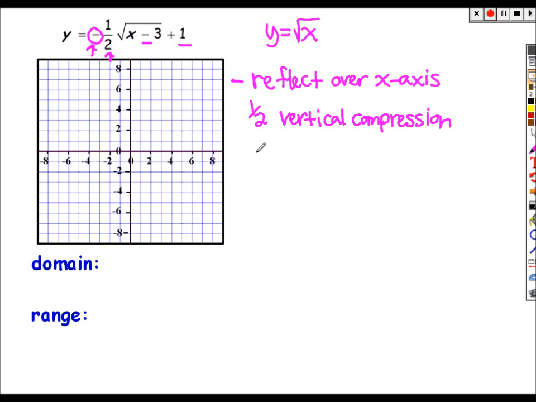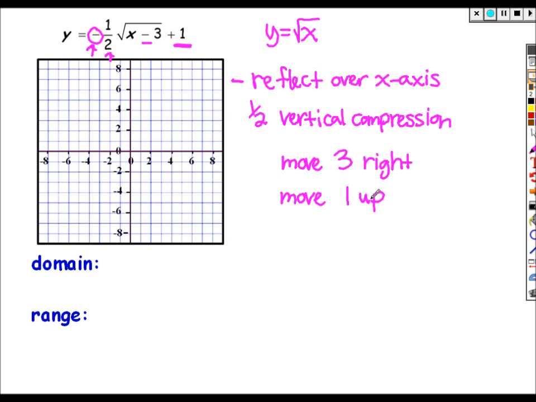The 3 is going to move the graph 3 to the right, since that's attached to the x. And since the plus 1 is outside of the square root sign, the graph is also going to move 1 up. So if I do these 4 things to the parent function, I should get the graph of y equals negative 1/2 times the square root of x minus 3 plus 1.